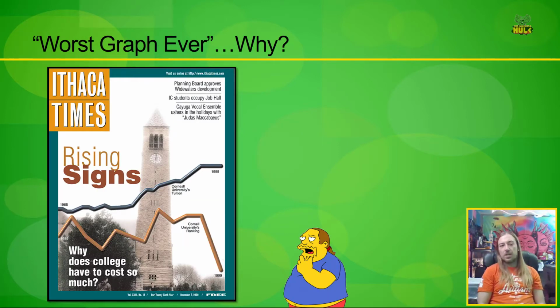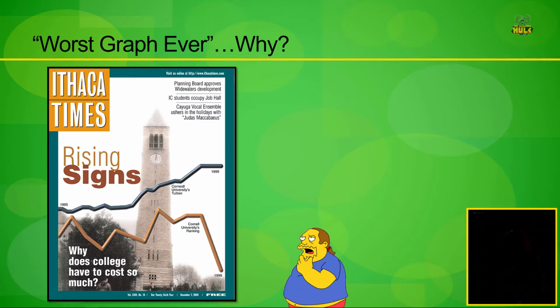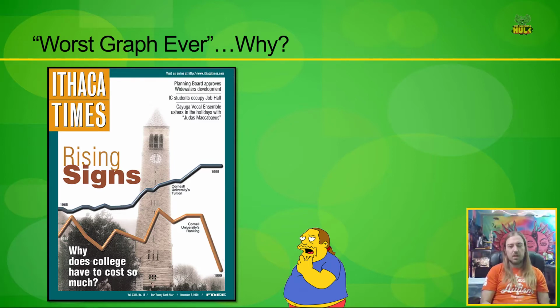This is the cover of the Ithaca Times, a magazine in the town where Cornell, an Ivy League university, is located. So it's got a simple graph. We see a blue line that shows, as it says, Cornell's university tuition. Looks like it is continuing to go up. We also see an orangey-yellowy line there that looks like it ends up pretty low. It says Cornell's university ranking.